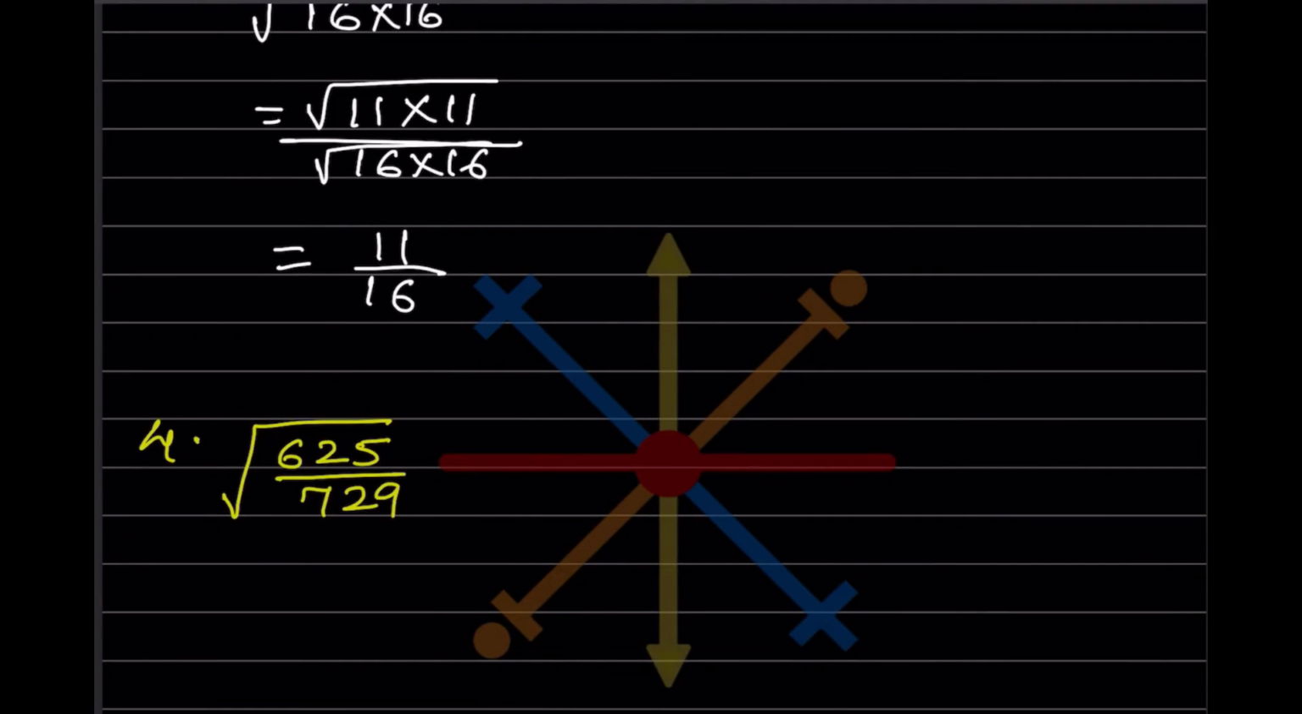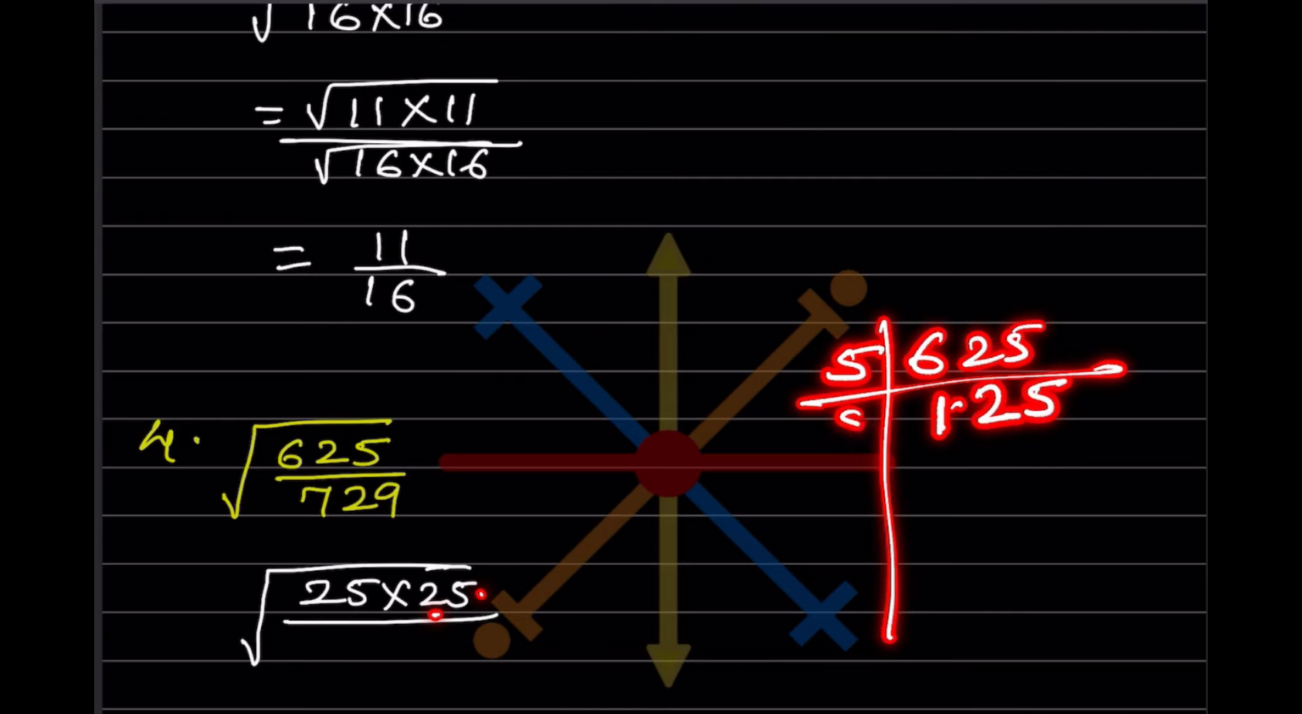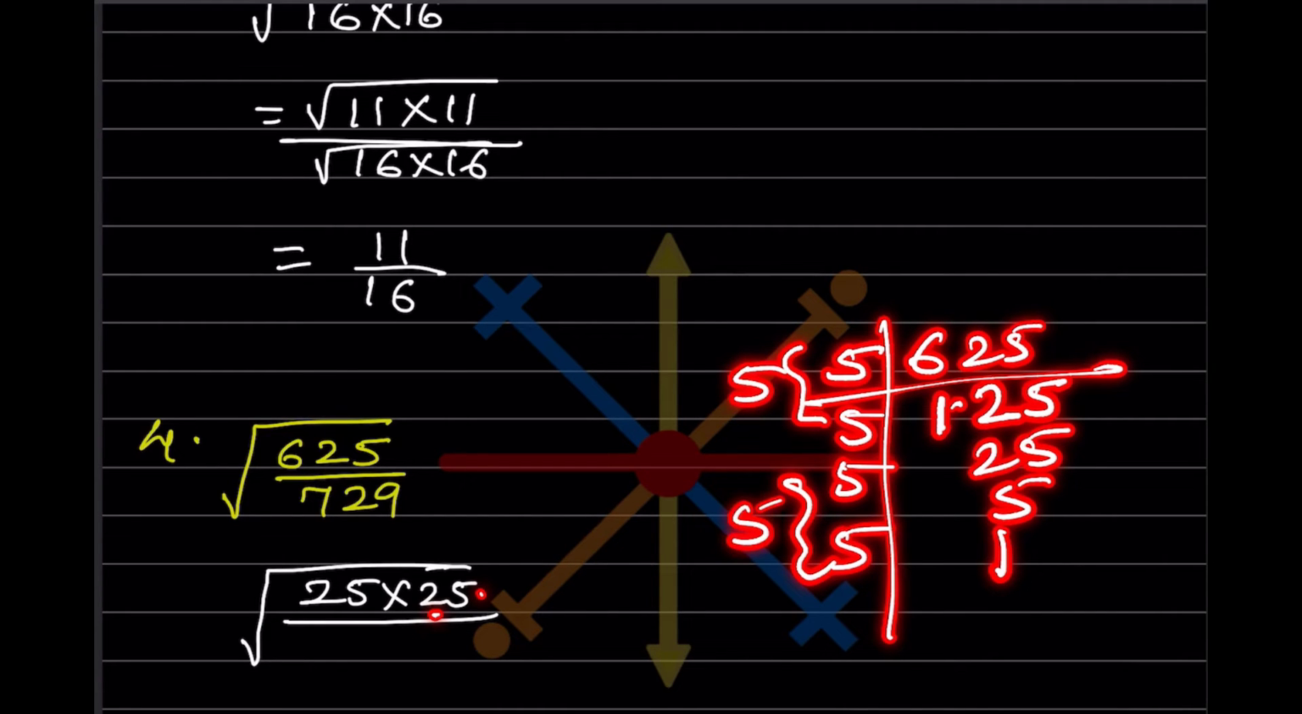So now again, this is a perfect square and this also is a perfect square. So this will be root of 25 into 25. And for the denominator, let us see, 729. See here, I will show you how it is 625 also. So now this goes with 5. We'll make pairs. So this is going to be 5 and 5. So this is going to be 25.